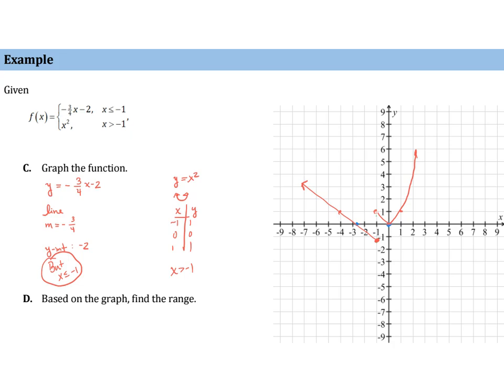Now the answer is found right here. We have graphed a single function, but it's a function that's been defined in two pieces. So we see two pieces, but it's one function.